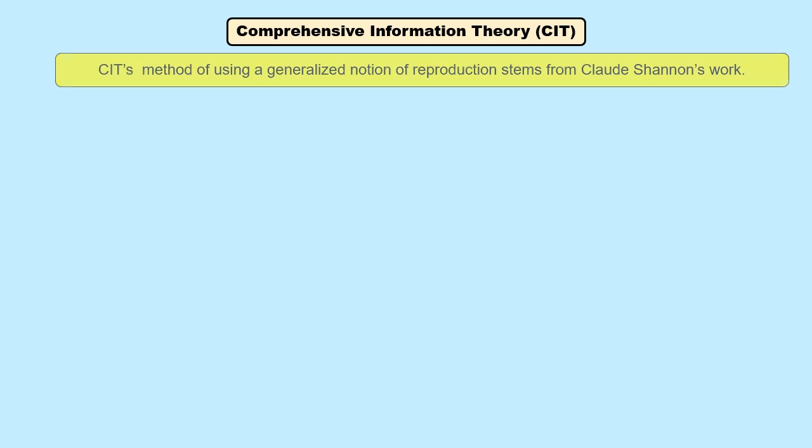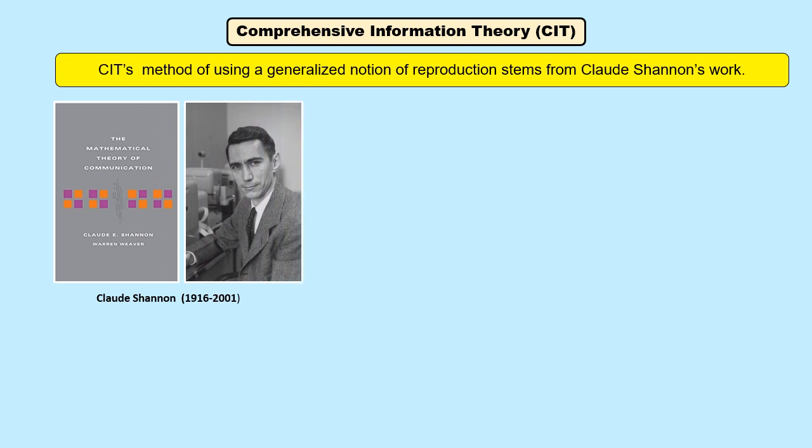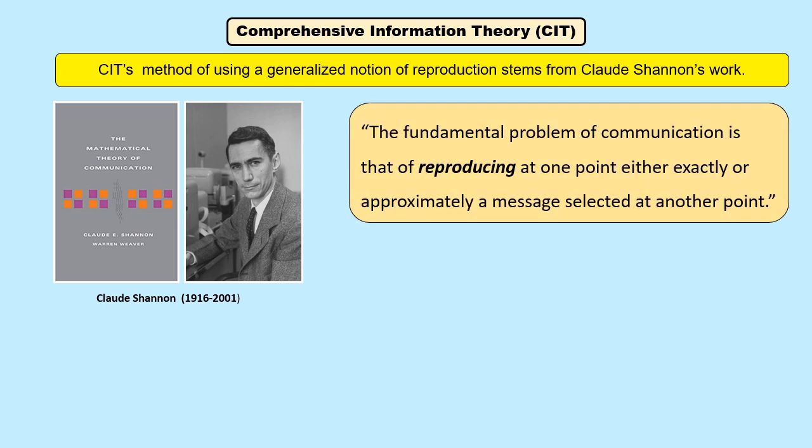As a reminder, CIT's method of using a generalized notion of reproduction to measure information stems from Claude Shannon's work. In the second paragraph of the introduction of his seminal 1948 paper, Claude Shannon wrote, "The fundamental problem of communication is that of reproducing at one point, either exactly or approximately, a message selected at another point." The key idea in that sentence is the word reproducing. At that time Shannon was working for Bell Laboratories, whose primary interest was getting a message from point A to point B as accurately as possible.